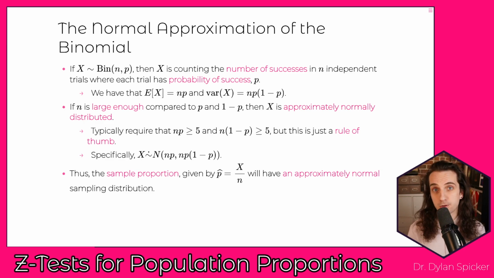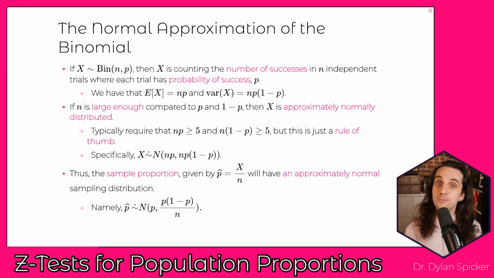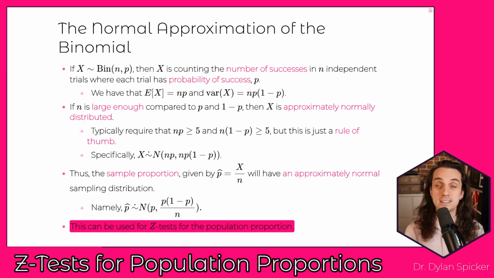Because the proportion just comes from scaling X down by a factor of n, we know that the proportion is also going to be approximately normally distributed. Specifically, it's going to have a normal distribution with a mean of p and a variance of p times (1 minus p) divided by n. Because this proportion is approximately normally distributed, we can use a z-test here, or a normal-based hypothesis test. So the z-test can be used for population proportions. This is an approximation, and it's based on the normal approximation to the binomial.